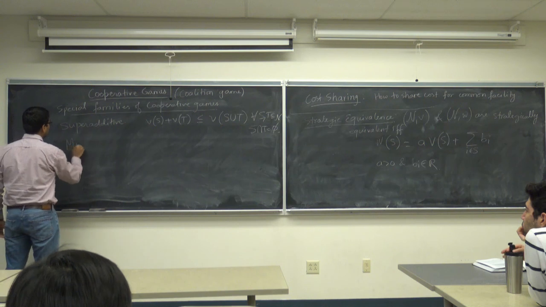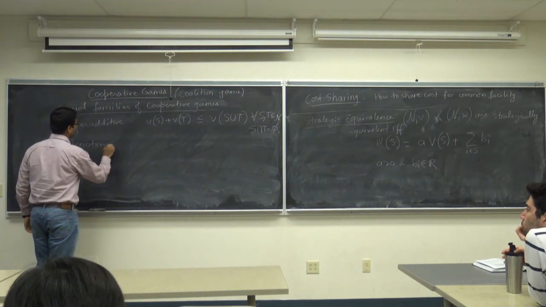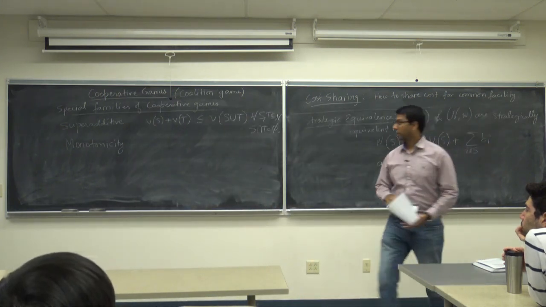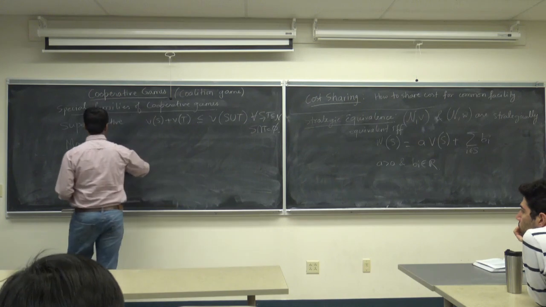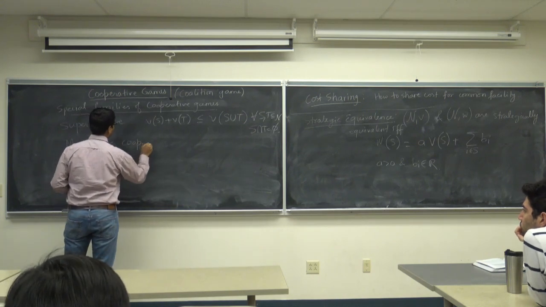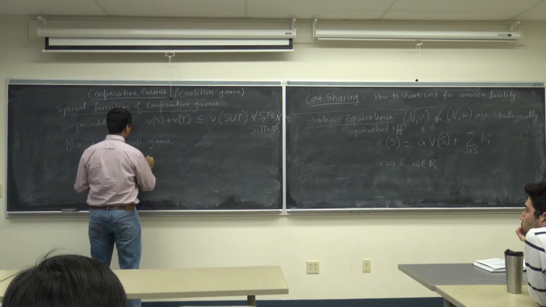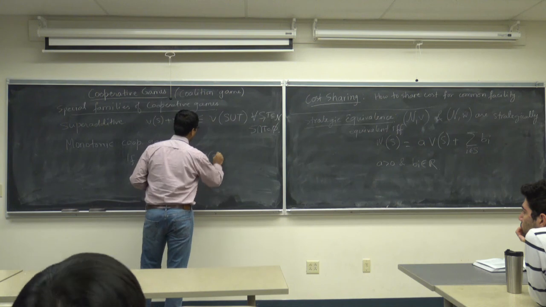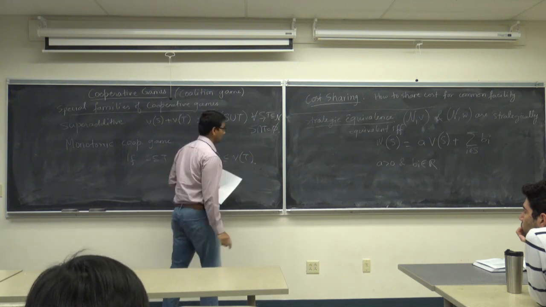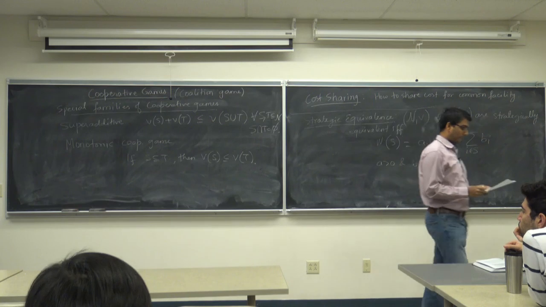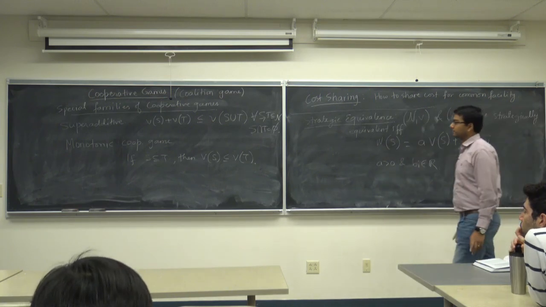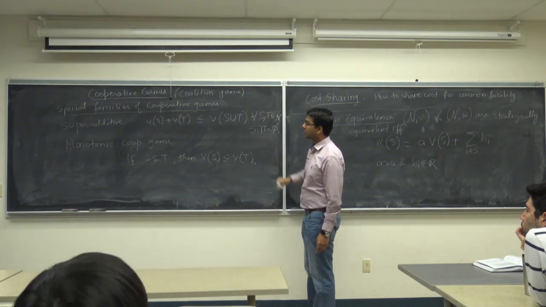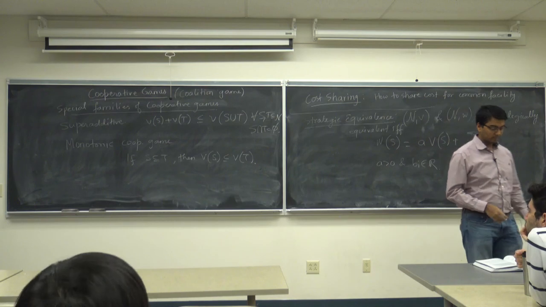And then the other is a monotonic cooperative game. What this means is, if S is a subset of T, then V of S is less than or equal to V of T. Okay, so of course super additive games are monotonic, but the other way doesn't hold.